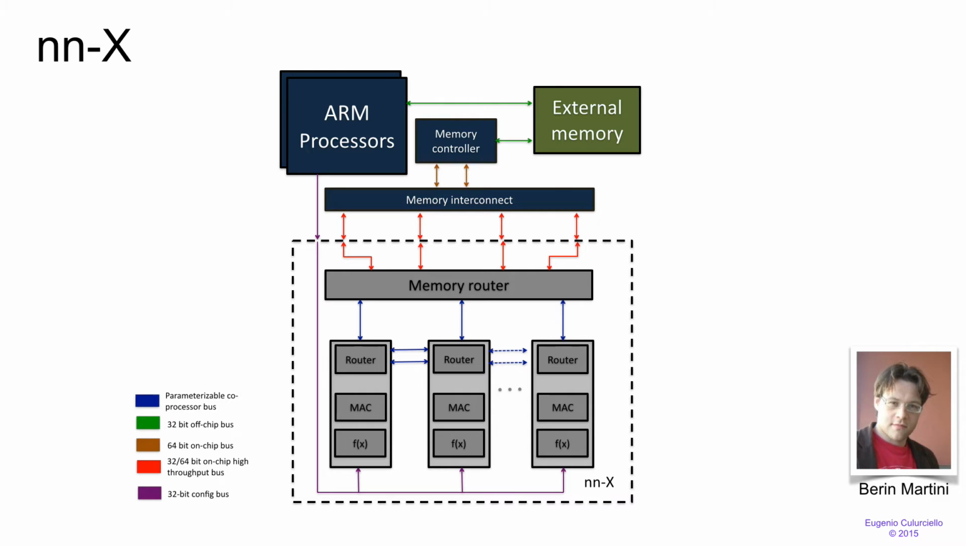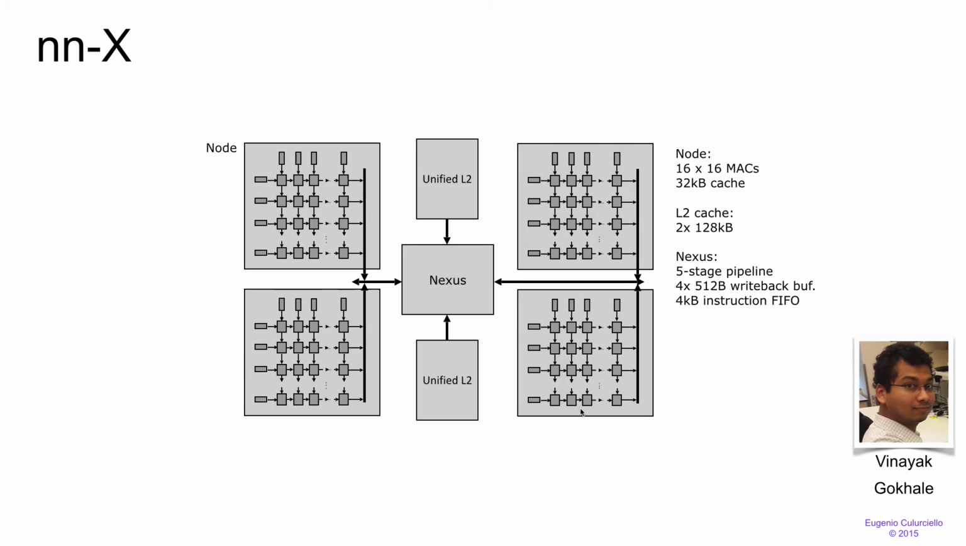I cannot go into too much detail, but a lot of the work of NNX, the second and third generation, was done by Behring, who is here in the audience. And Vinay is working on a new version that uses more simplified cores, let's call them cores, which are MAC units, multiply accumulate units, to just increase efficiency.